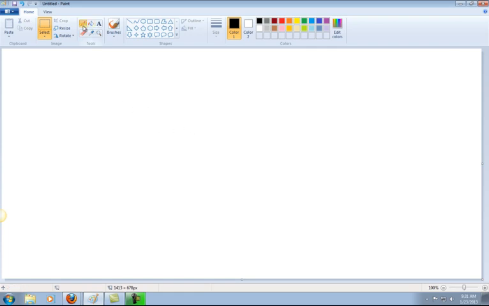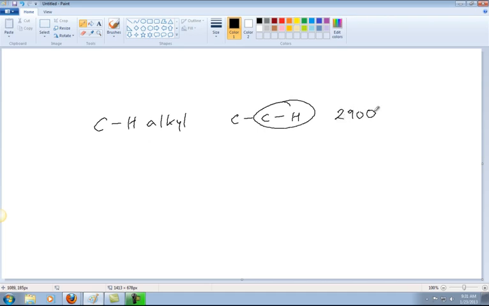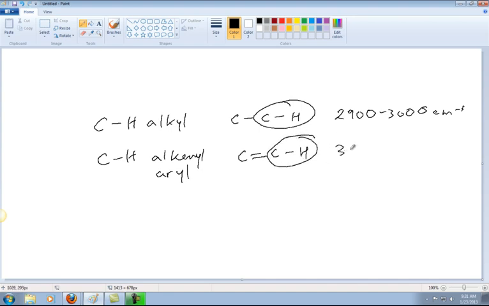Now when I talk about CH alkyl, what I'm talking about is CH connected to a C single bond C. These typically appear between 2900 and 3000 wave numbers. When I talk about CH alkenyl or aryl, what I'm talking about are CH's connected to C double bond C's, and those typically appear between 3000 and 3100 wave numbers.